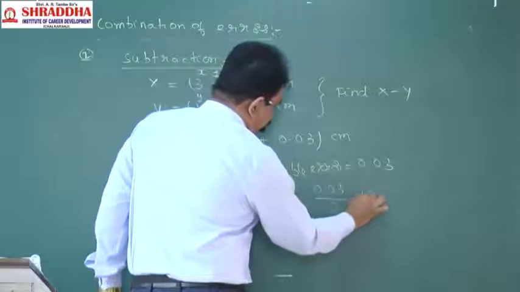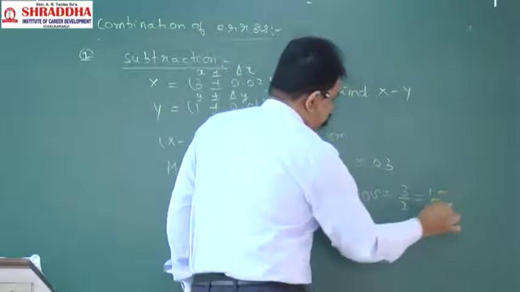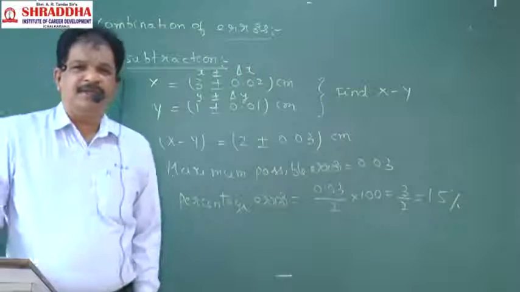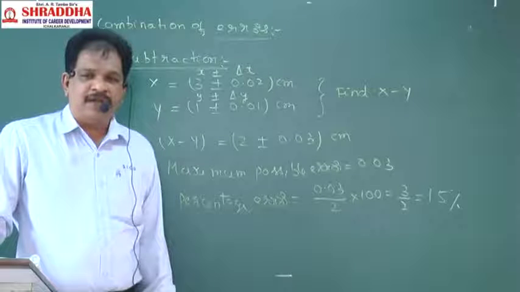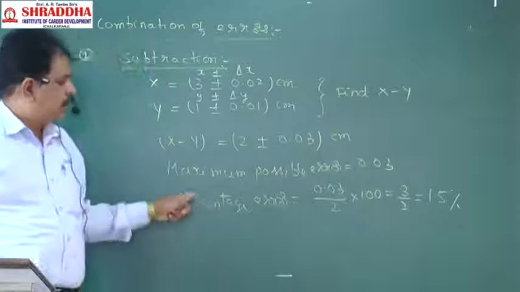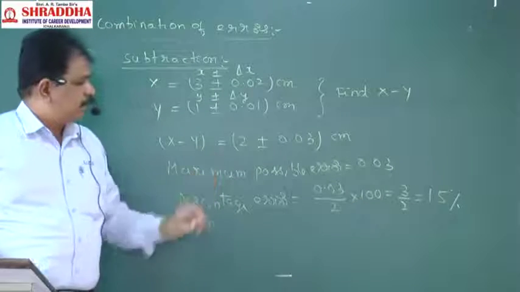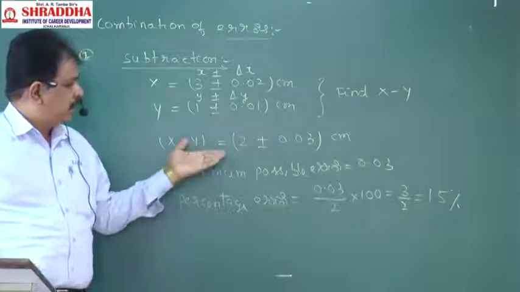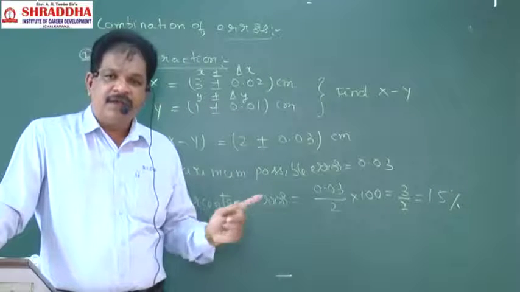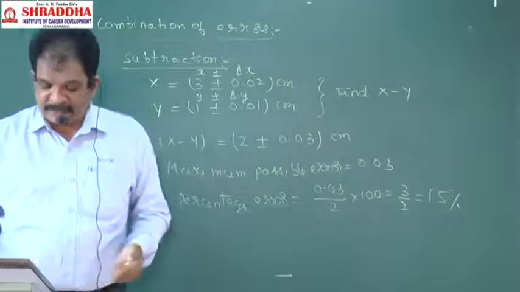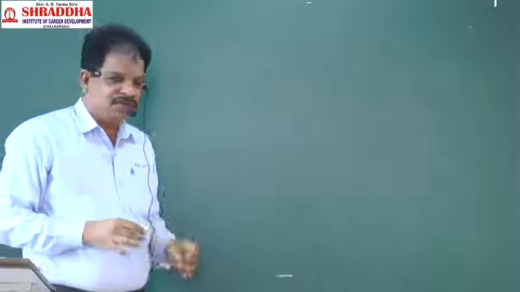0.03 by 2 into 100. This will be 3 by 2. This will be 1.5%. In this way, we have to calculate percentage error or relative error, meaning no need to take 100. Next, maximum possible error: we have to follow the same procedure in addition or subtraction. Next, multiplication. Are my points clear to you?